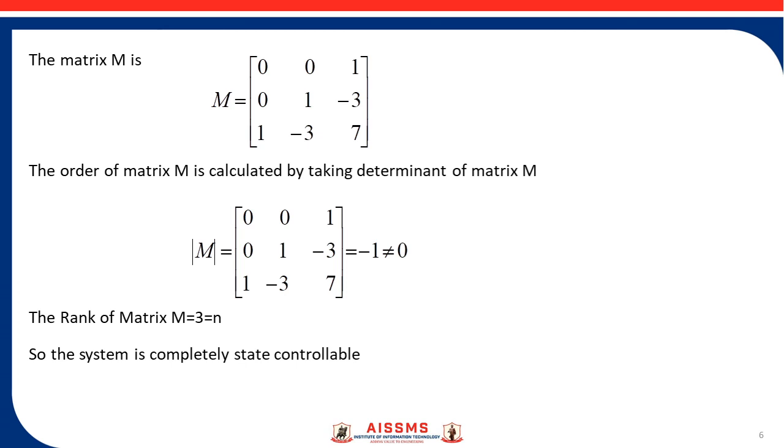Like that, we can find out whether the system is state controllable or not. It totally depends on the rank of the matrix M. If the rank of matrix M is exactly equal to the value of n, then we can say that the system is completely state controllable.